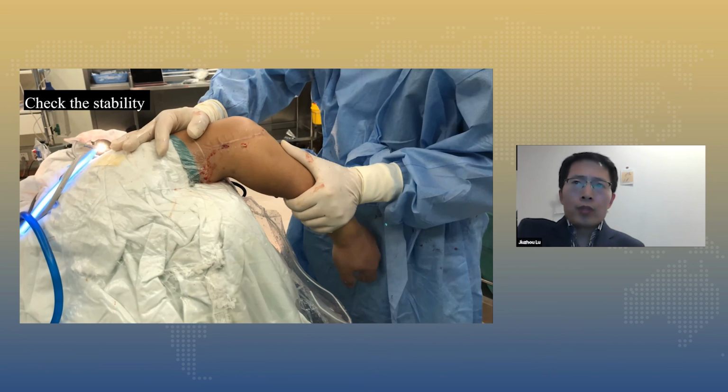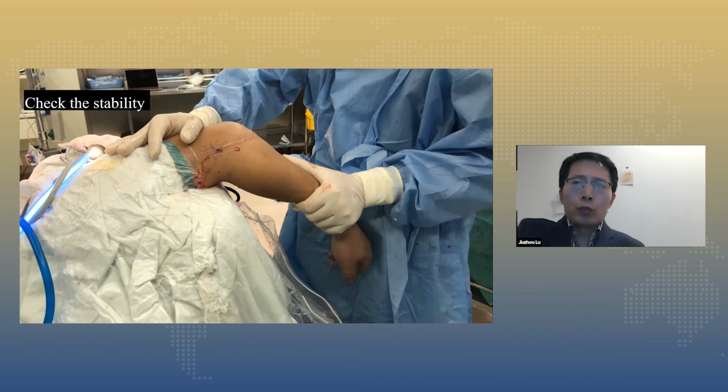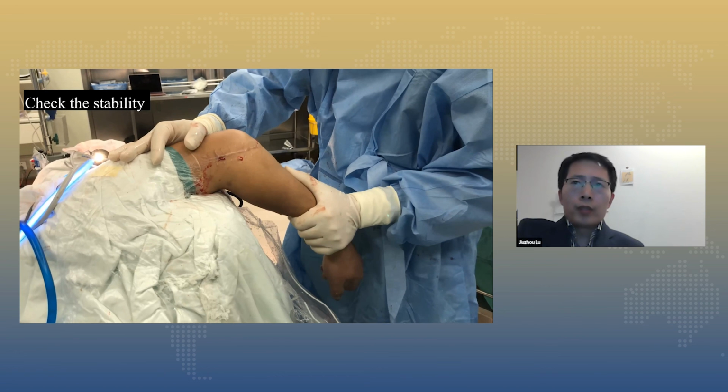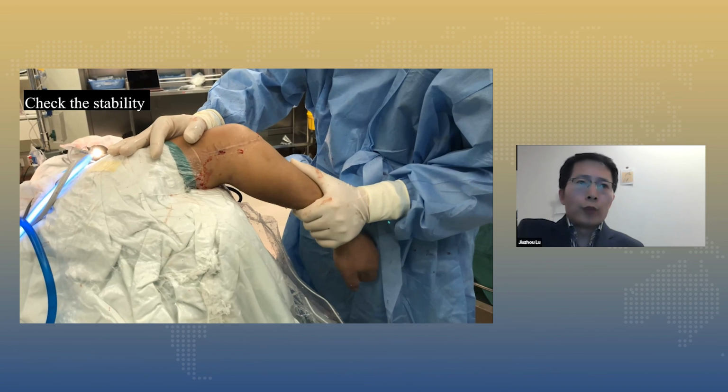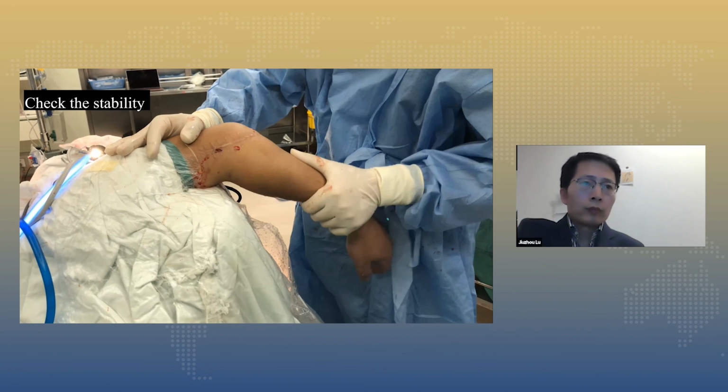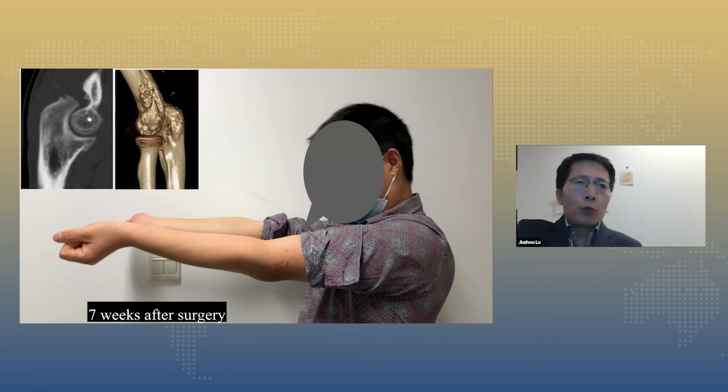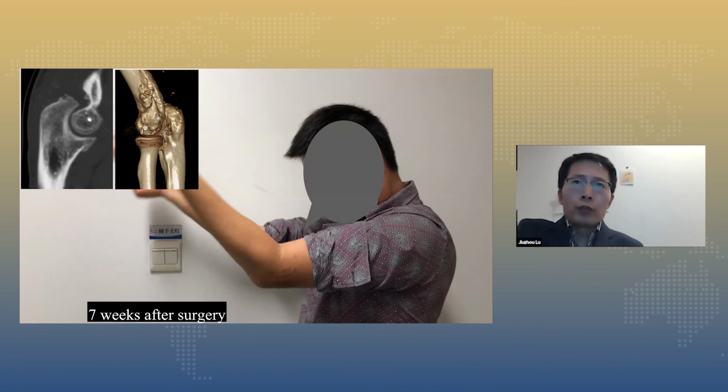Yeah, sometimes because the HO is very close to the ligament, we worry about the stability after HO removal. So this is the functional recovery. It's 7 weeks after surgery, and there's no HO recurrence on the CT scan.